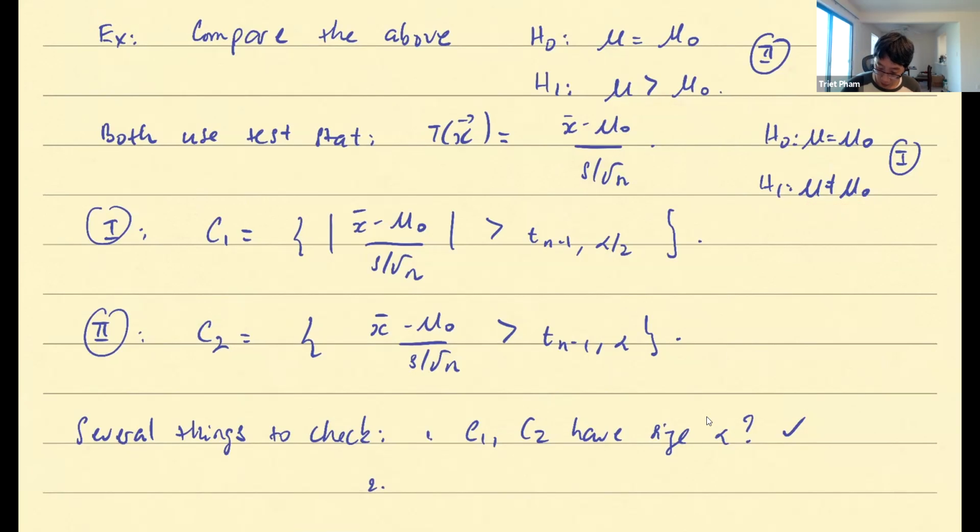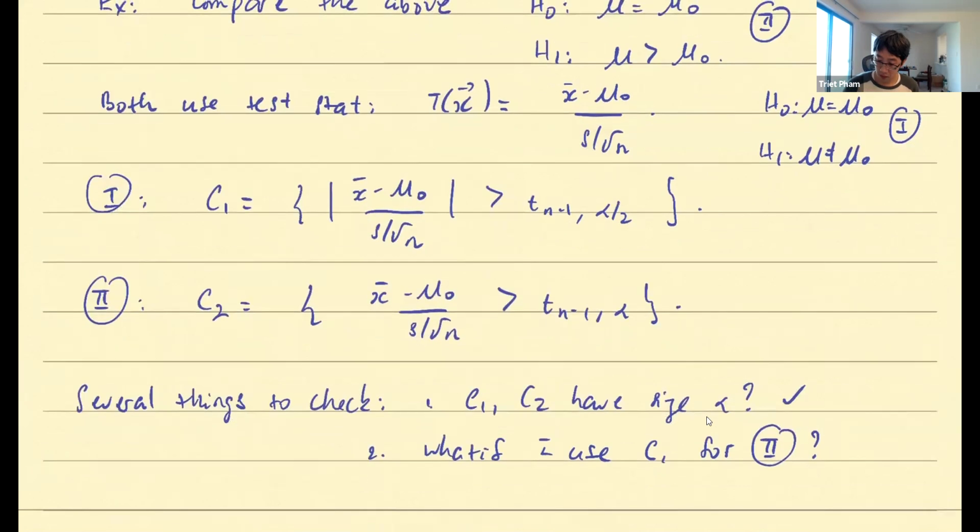In other words, what if I use C1 for test 2? You understand? I say that C1 is the rejection region for test 1, C2 is the rejection region for test 2. But no one says that I cannot use C1 for test 2, and vice versa, I can use C2 for test 1. What's the consequence?